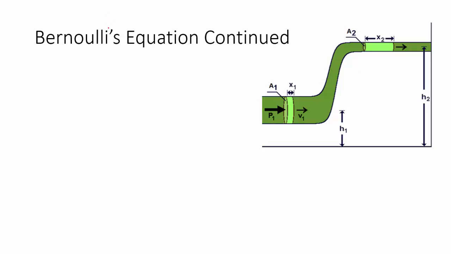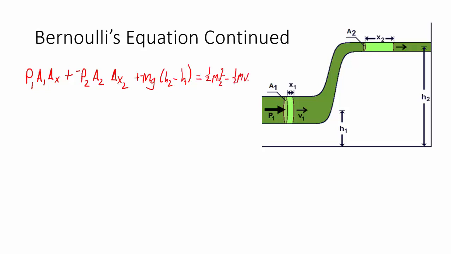All right, so first thing we're going to do, like I said, we have W1 plus W2 plus WG equals delta KE, which means I really have pressure 1 times area 1 times delta x1 plus pressure 2 times area 2 times delta x2, but remember this was negative, plus mg times h2 minus h1, but again remember this is negative, equals 1/2 mv2 squared minus 1/2 mv1 squared.